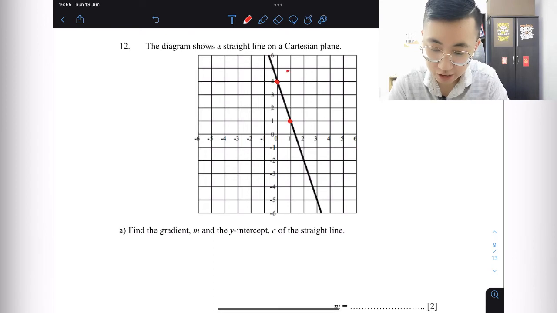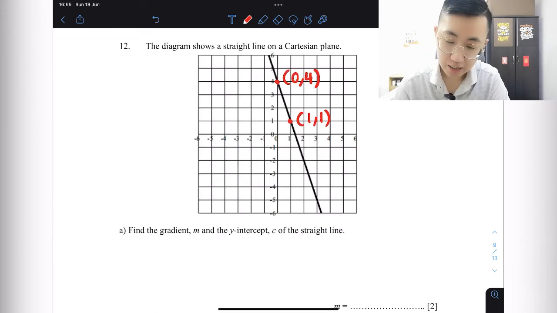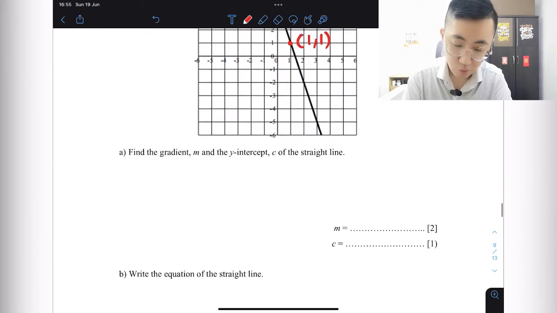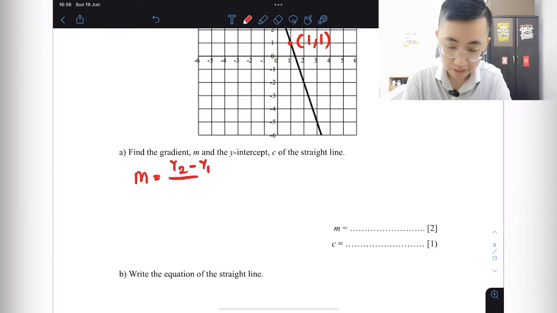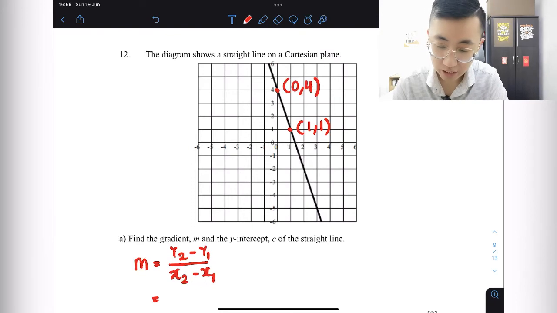Let's label the coordinates. This coordinate right here is 0, 4, and this coordinate right here is 1, 1. After you find the coordinates, then you can find the steepness of the gradient. The formula for gradient is y2 minus y1 over x2 minus x1. You need to choose which are your x2, y2 respectively. Let me do that. I'm going to select this as x2, y2. The other point is going to be my x1 and y1 respectively.